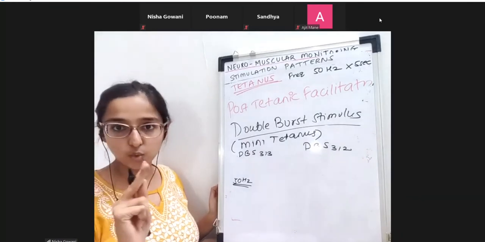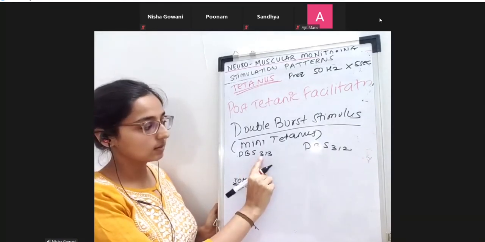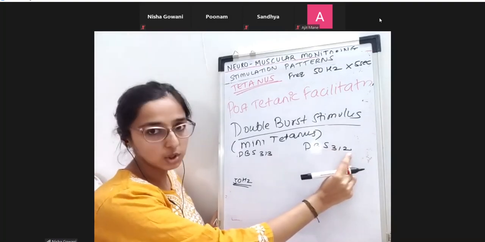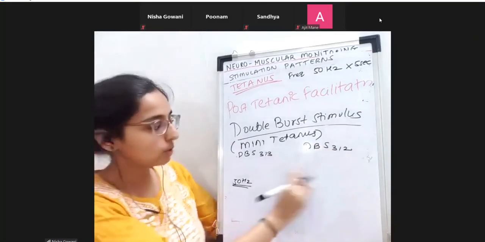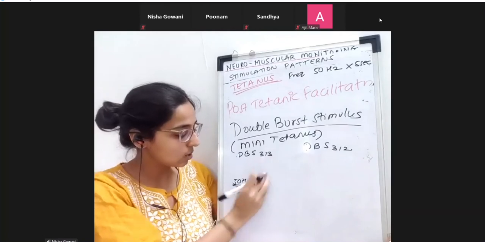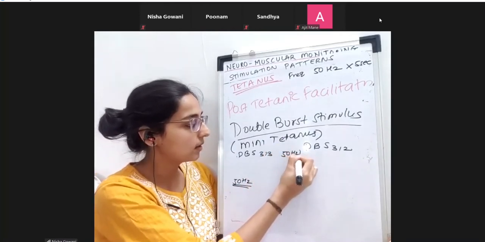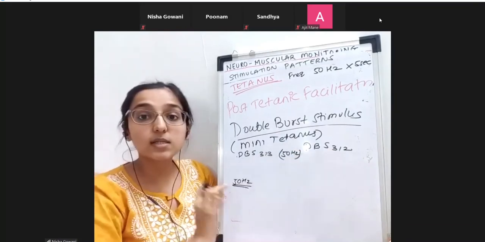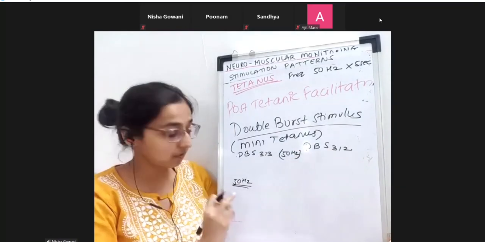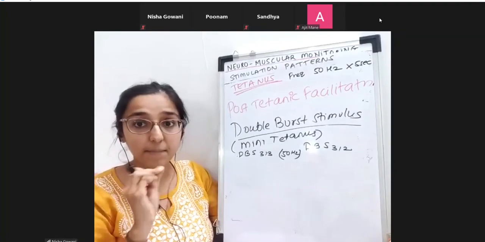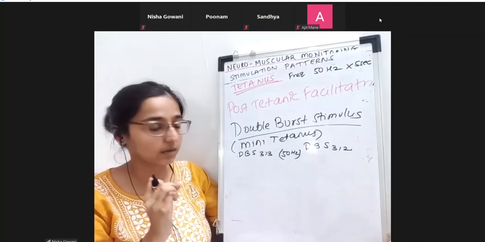We are giving two bursts: double burst of 3, burst of 3. Here, burst of 3 followed by burst of 2. Okay, there are two bursts happening. Here there is 3. And these bursts are going to be of 50 hertz, both of them. 50 hertz means what? This is frequency. I'm talking about frequency. I'm not talking about the current, milliampere. I'm talking about the frequency, the speed.